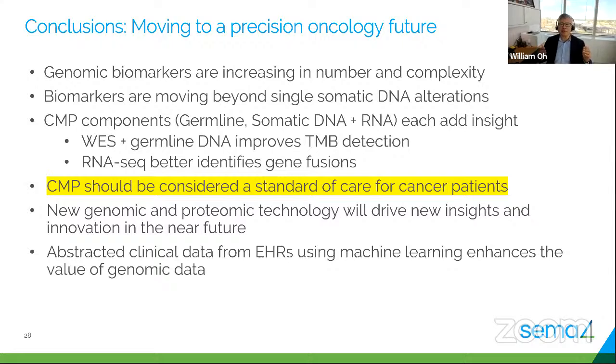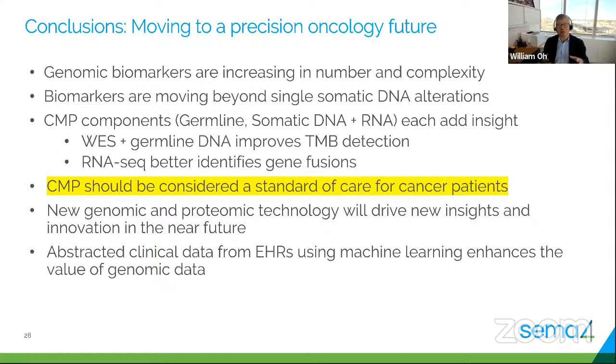And then there's so much coming. It's so exciting. The problem, as I said, is really not going to be a testing problem. It's going to be an information problem. There's new genomic technology, new proteomic technology, and it's going to improve cancer care. I'm 100% sure of it because we don't understand cancer. We still don't understand what drives most cancers.